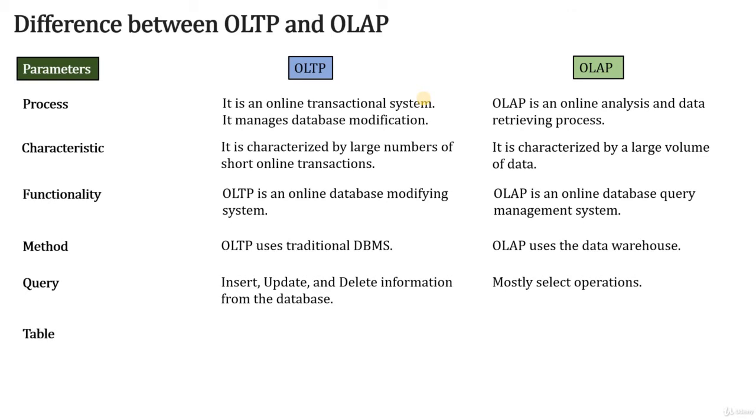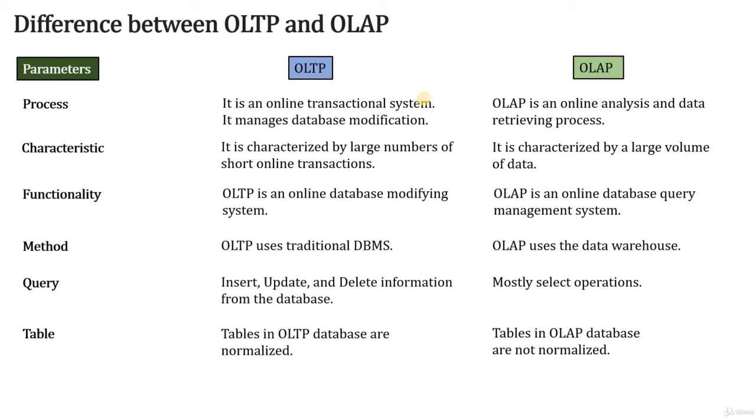The next parameter is table. The tables in OLTP databases are normalized, but the tables in OLAP databases are not normalized. We already discussed what normalization is, and what 3NF normalization is, in my previous section.